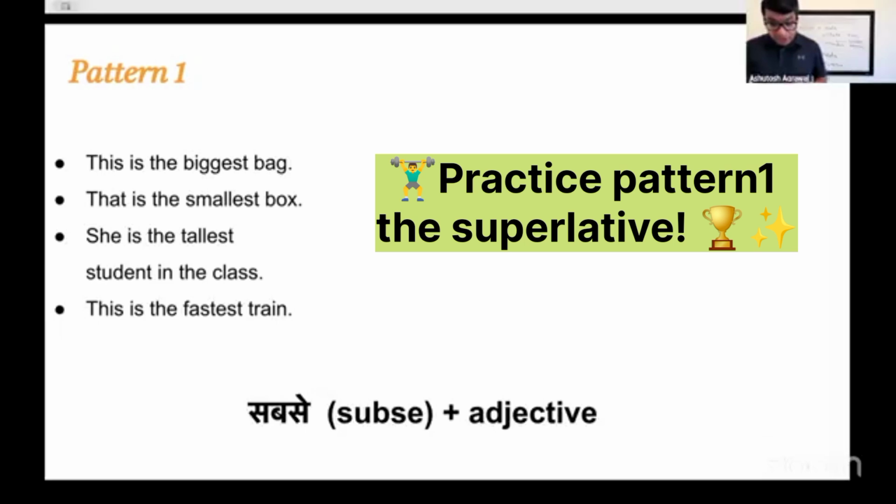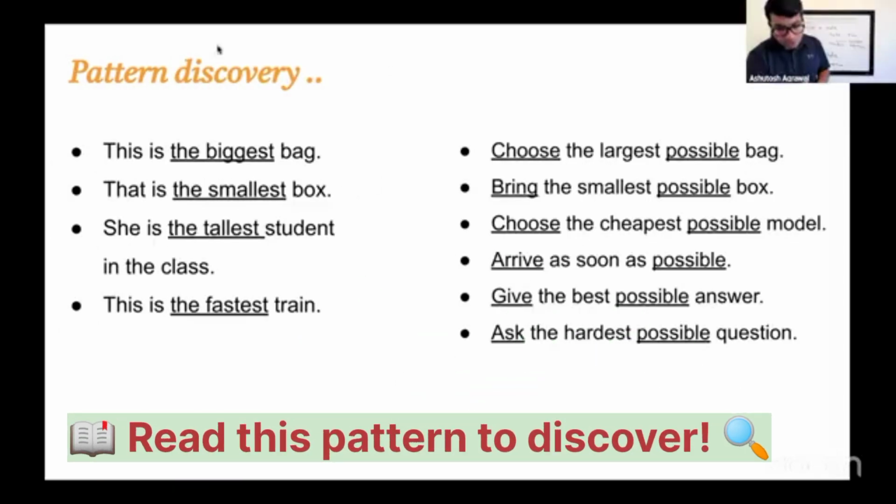Okay, so now just using the same pattern and the same demonstrative pronoun, ye hai, vah hai, ye, ve. You have to first crack this pattern number one again. I want all of you to spend time reading both of these paragraphs, or rather columns, and tell me what is the difference that you're noticing.